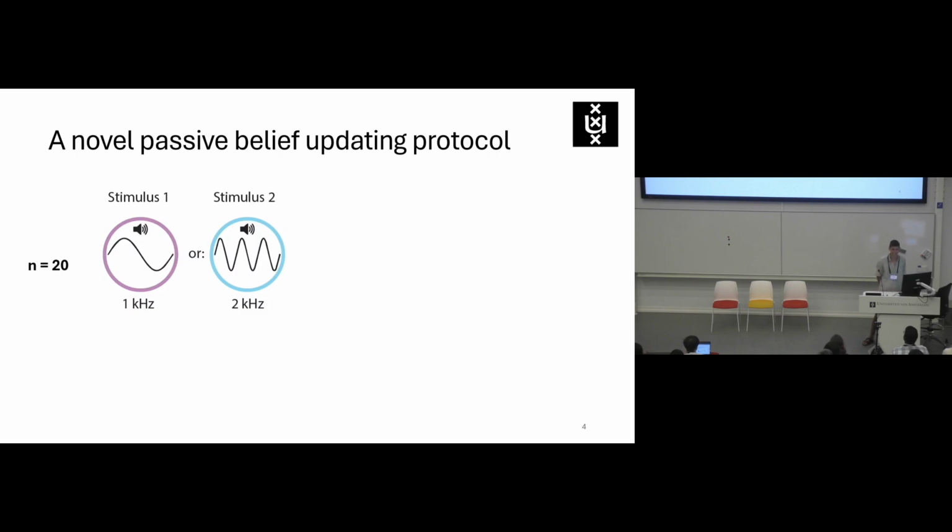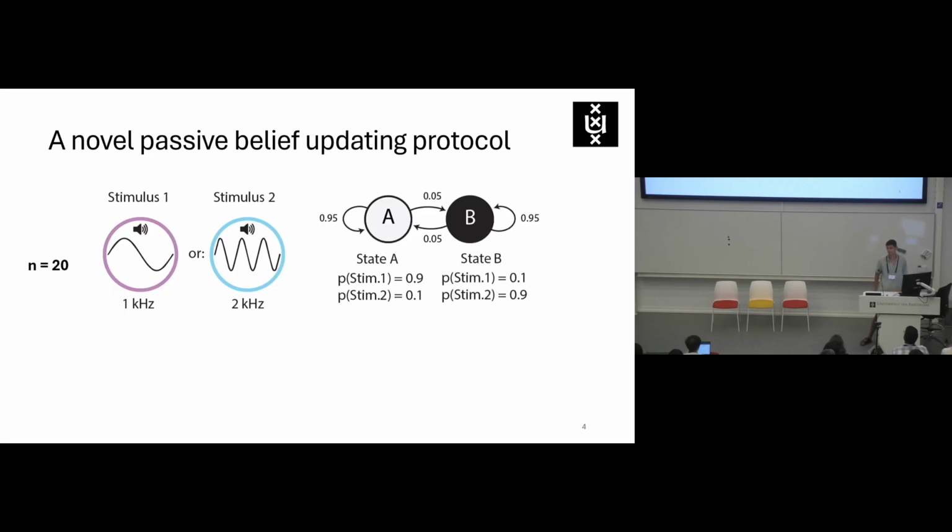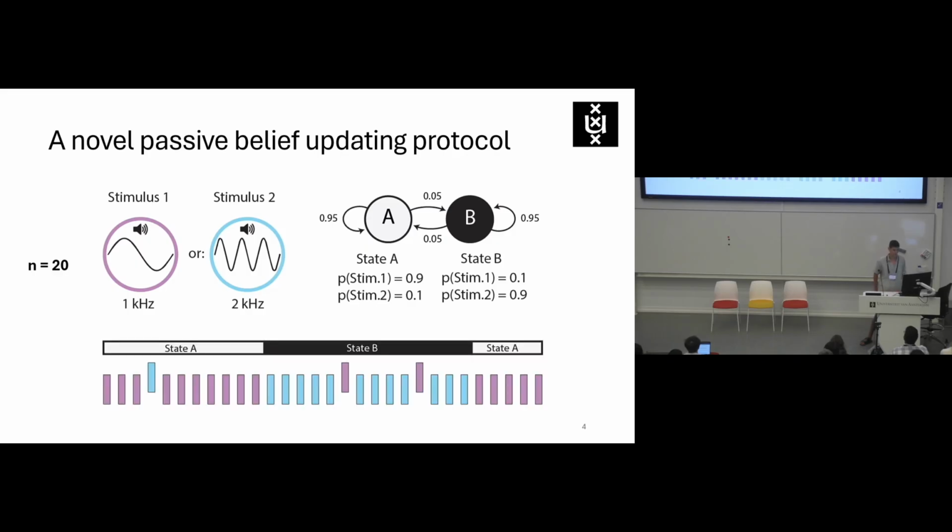At first glance, our protocol looks pretty similar to a classic oddball design, meaning that our participants, in this case 20 human beings, are listening to a sequence of two auditory stimuli, either a 1 or 2 kilohertz pure tone, with one of them appearing quite often as a so-called standard, while the other one occurs with a probability of 10% and therefore acts as a surprising oddball. In contrast to a classic oddball design, after every stimulus there is a 5% chance for a so-called state switch. After a state switch, the mapping of oddball and standards is reversed, resulting in a sequence pretty similar to this.